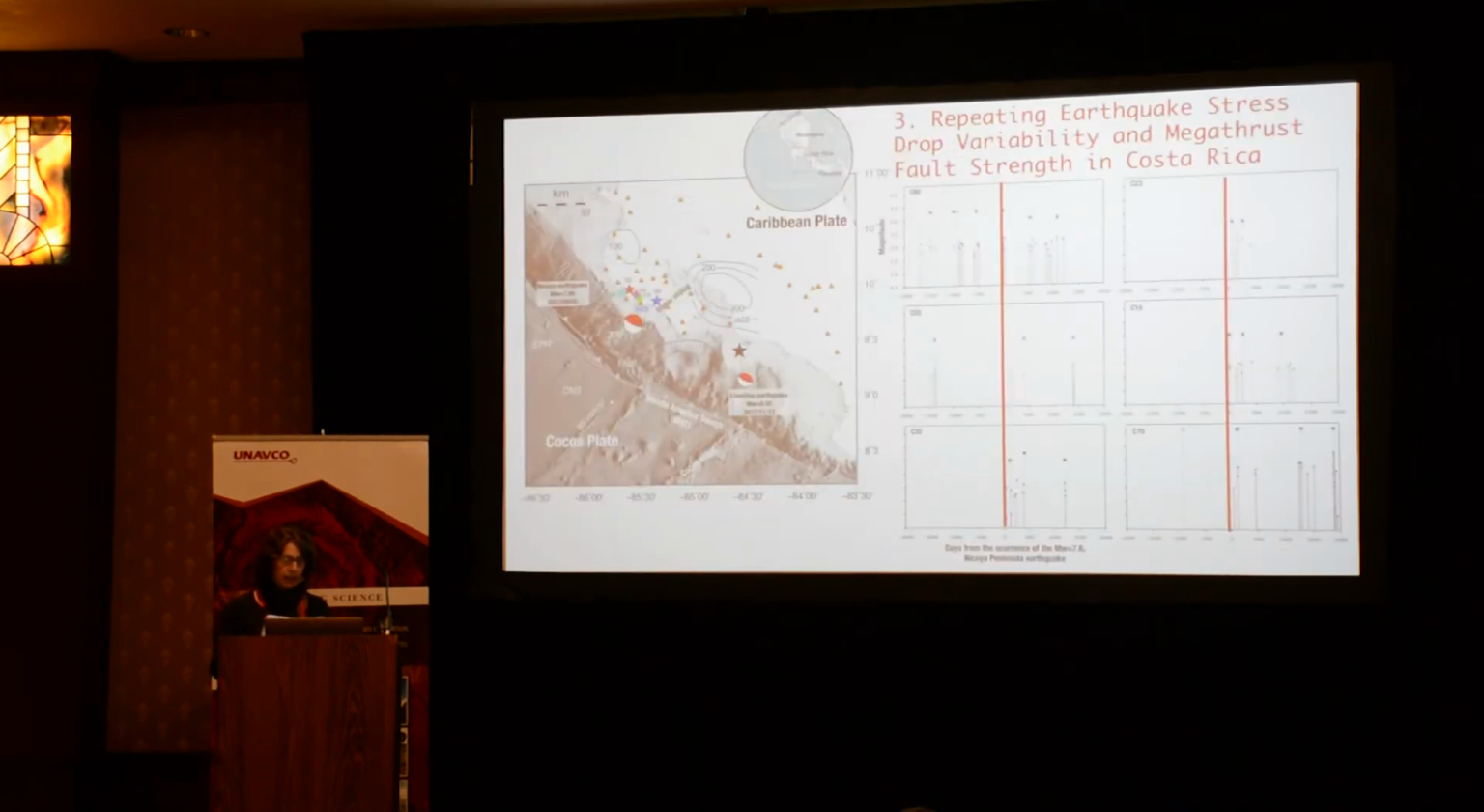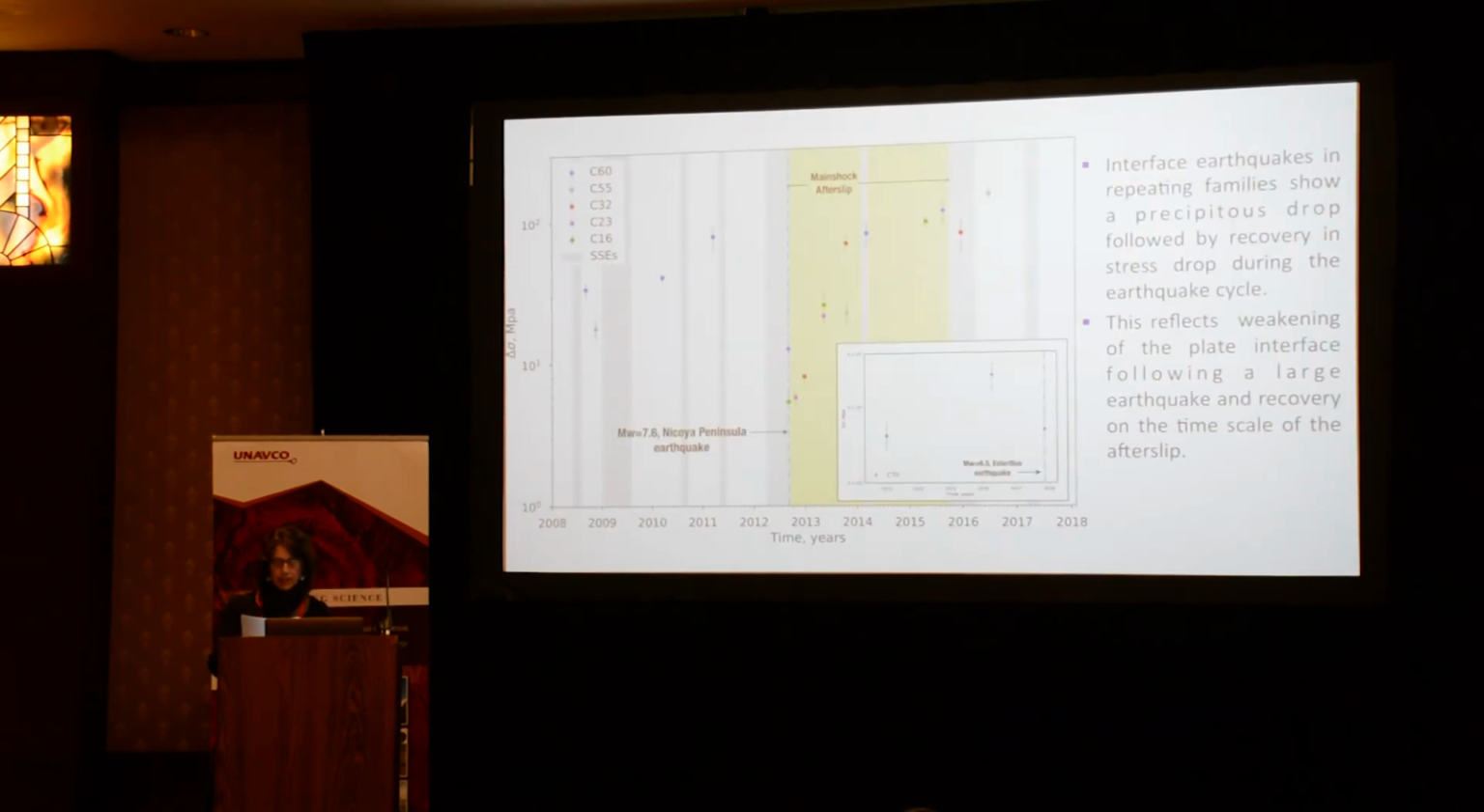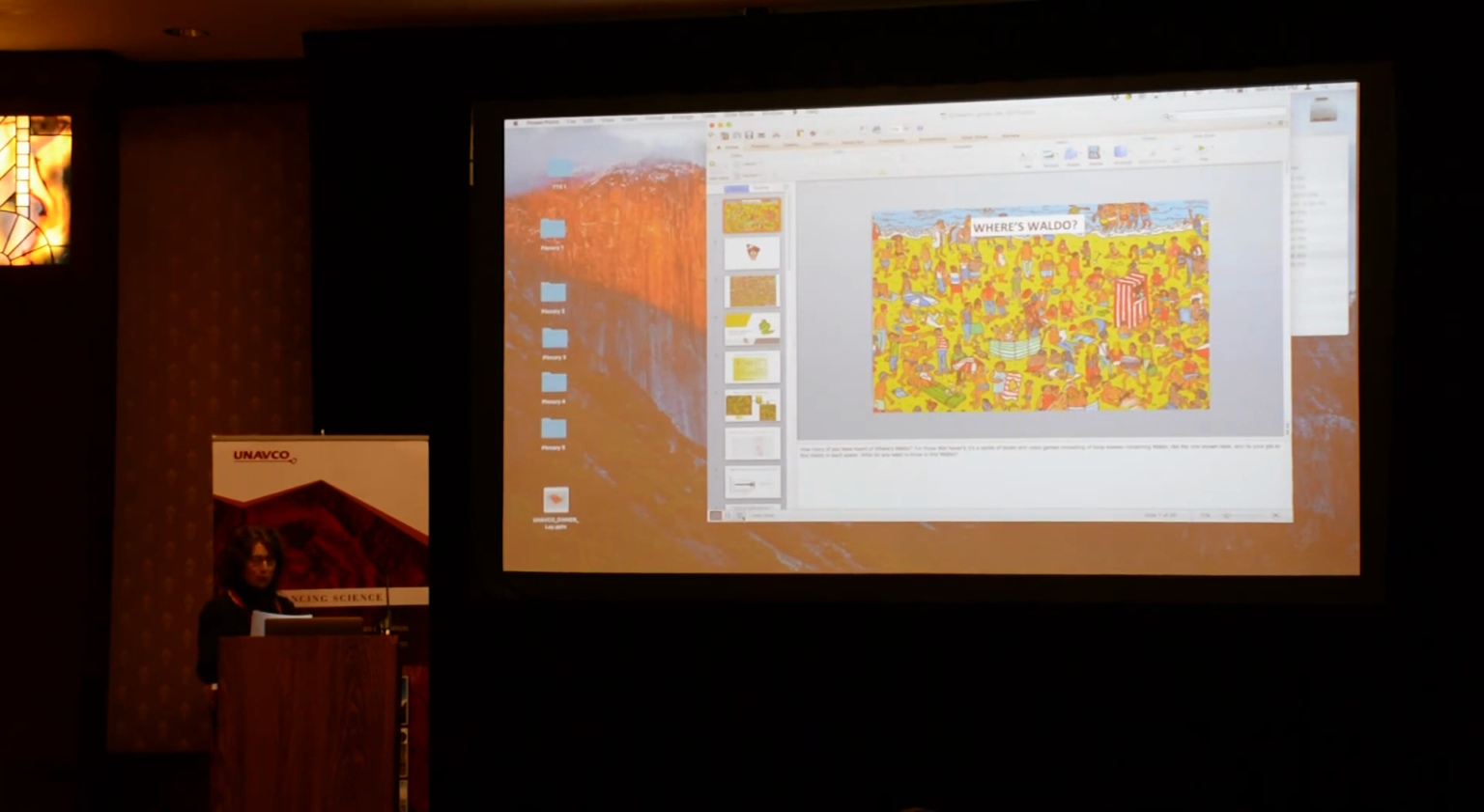Finally, I've used template matching to reveal a reduction in earthquake stress drop following a large megathrust event in Costa Rica. These plots show the temporal behavior of several repeating families that occur both before and after the magnitude 7.6 Nicoya earthquake, indicated by the red lines. We determined stress drops for the larger repeating earthquakes and find a really dramatic decrease in earthquake stress drop following the Nicoya earthquake. We think this reflects weakening of the plate interface after the mainshock, followed by a period of stress recovery that matches the afterslip period.